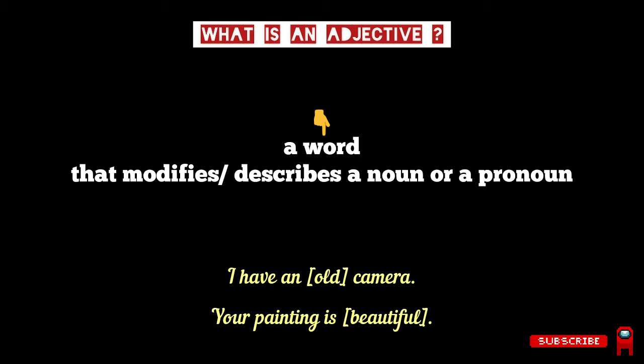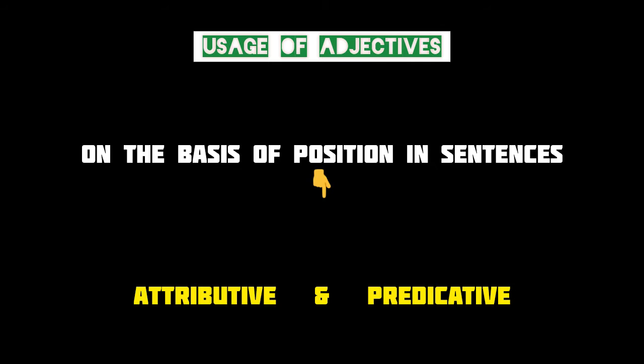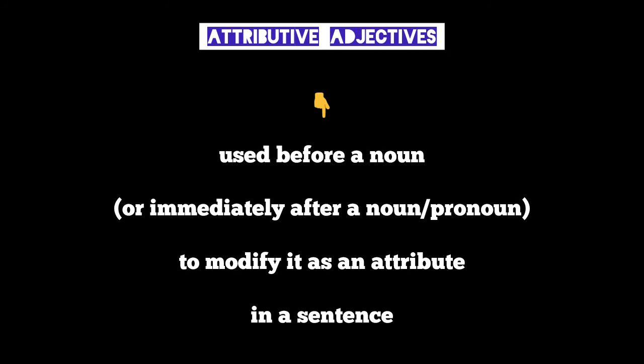But we notice here that in the first sentence, the adjective old has come before the noun camera, while in the second sentence, the adjective beautiful has come at the end of the sentence after the linking verb is. So we see that adjectives can be used at different positions in sentences. And now based on their placement in sentences, there are two ways of using adjectives: attributive and predicative. So first up, what is an attributive adjective in English grammar?